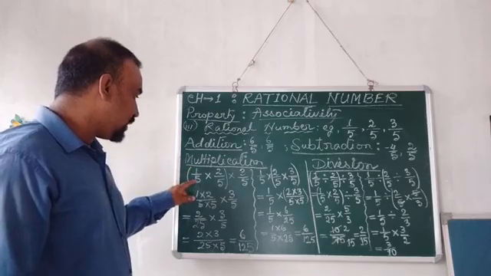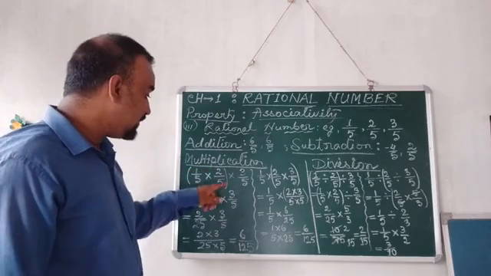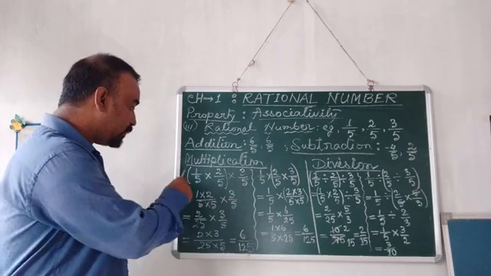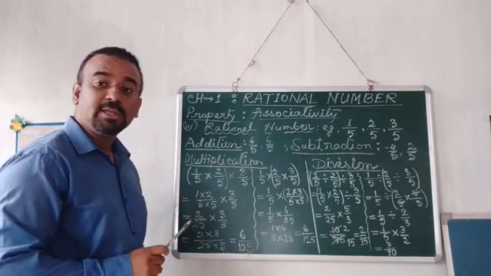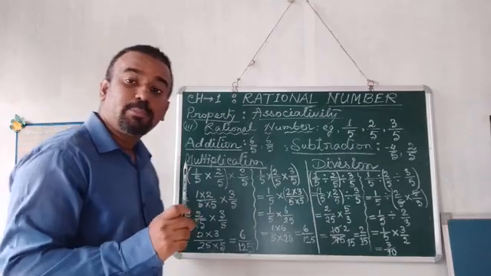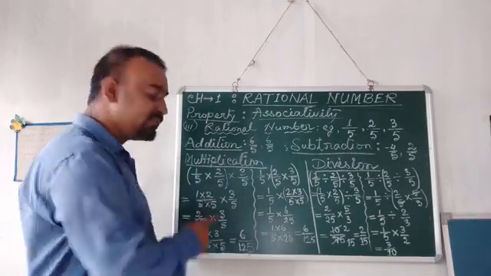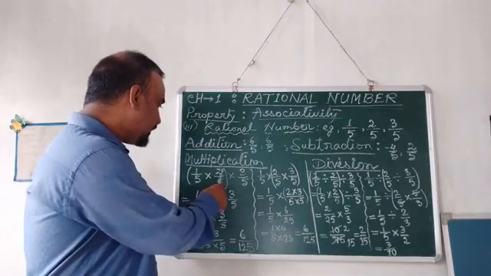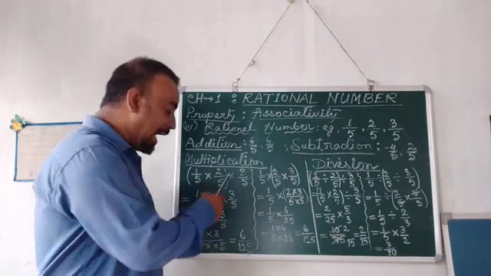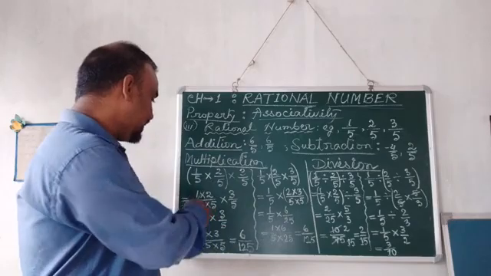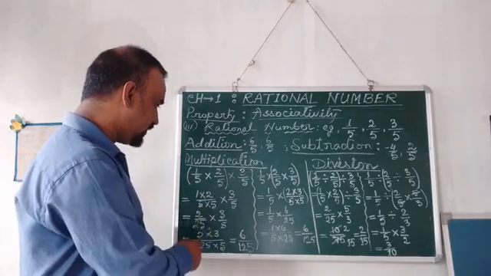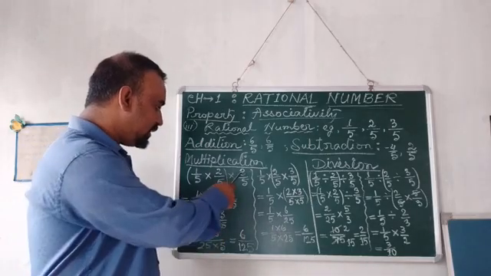So this is 1 by 5 into 2 by 5 into 3 by 5. See here, we have put the bracket for 1 by 5 and 2 by 5. That means it has to be multiplied first. So when you multiply 1 by 5 and 2 by 5, that is 1 into 2 divided by 5 into 5. Here it is 1 into 2 divided by 5 into 5. And the other one will be 3 by 5.